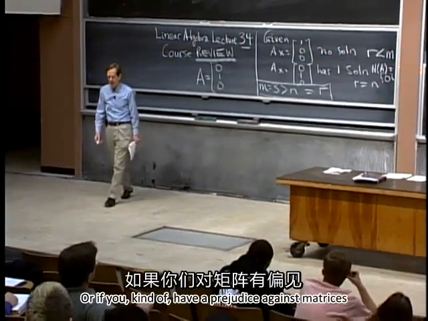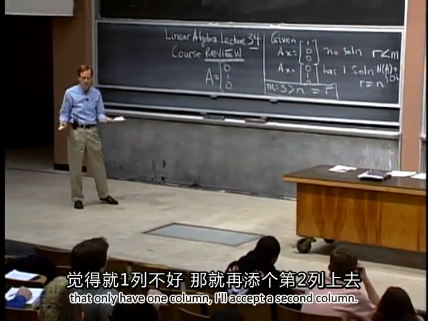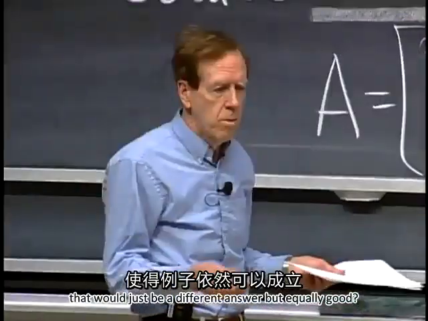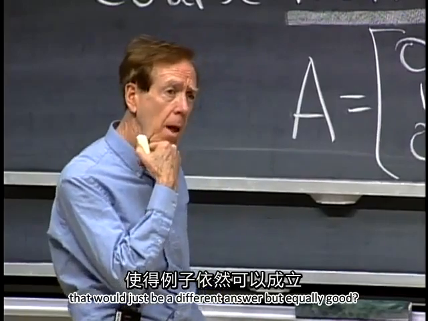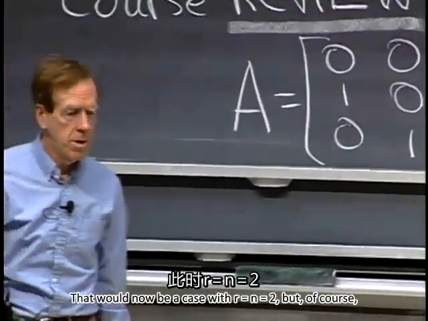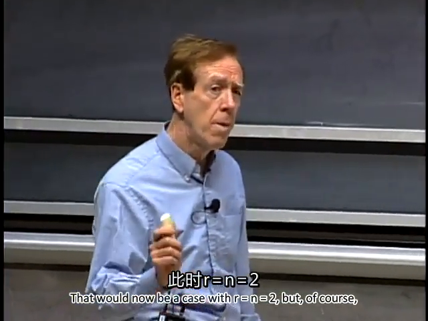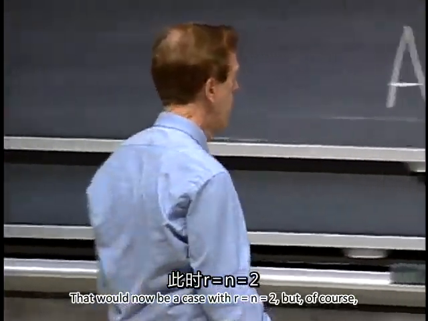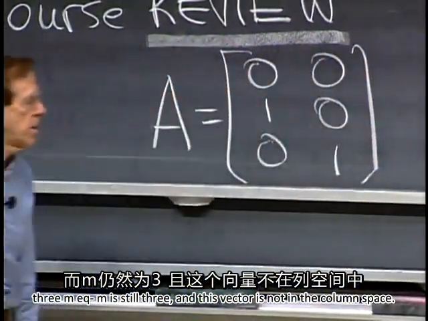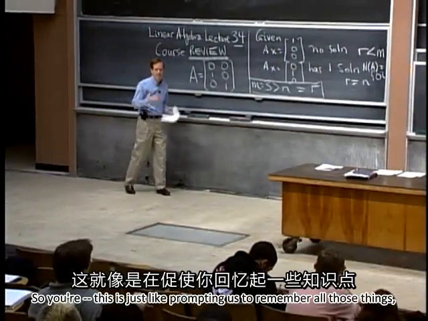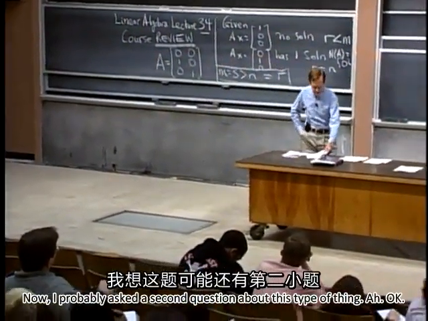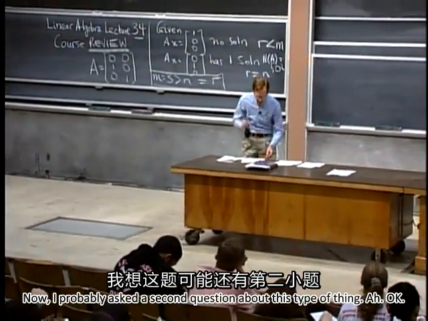Or if you have a prejudice against matrices that only have one column, I'll accept a second column. So what could I include as a second column that would be a different answer but equally good? I could put this vector in the column space too if I wanted. That would now be a case with r equal n equal 2. But, of course, m is still 3, and this vector is not in the column space. So this is just prompting us to remember all those things. Column space, null space, all that stuff. Now, I probably asked a second question about this type of thing.